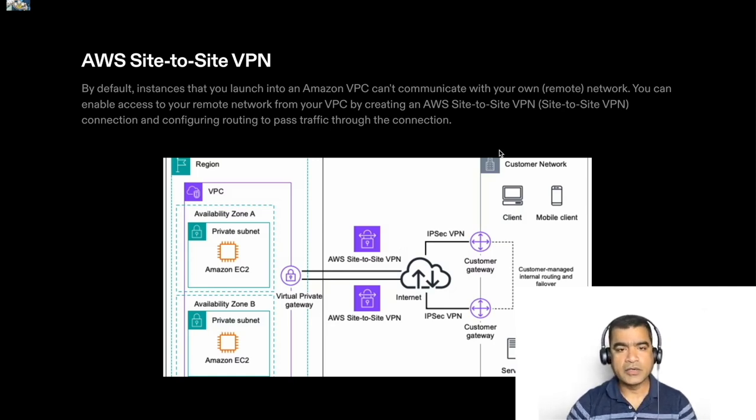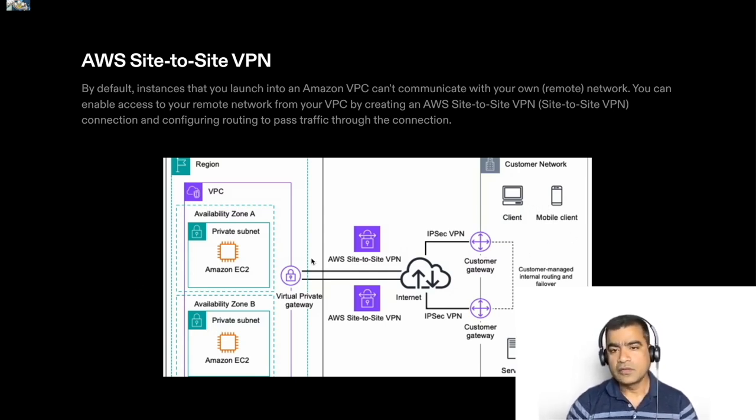All right, what are we going to build? This is exactly the scenario we are going to build. We have a VPC and we have two private subnets associated with that VPC. Within those private subnets, we have some sort of servers. And here is my on-prem network or home network where we have some resources and we want to connect them together.